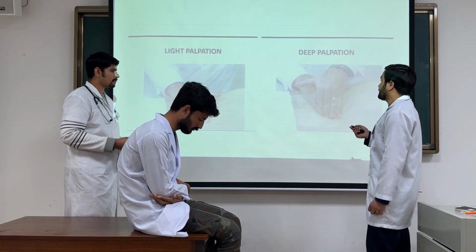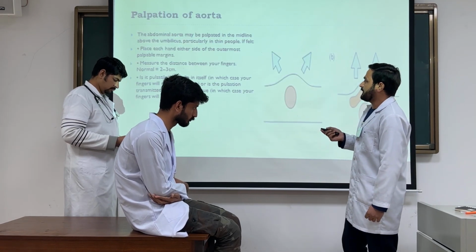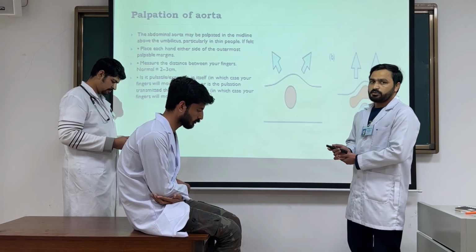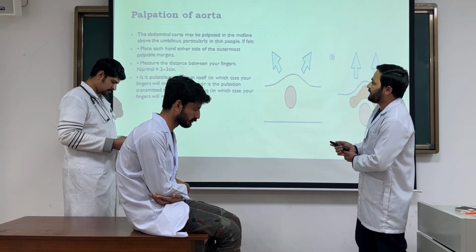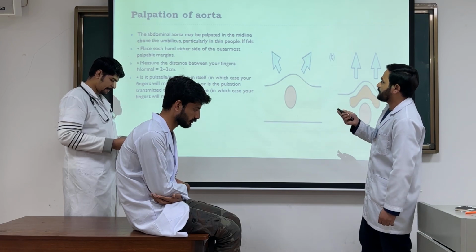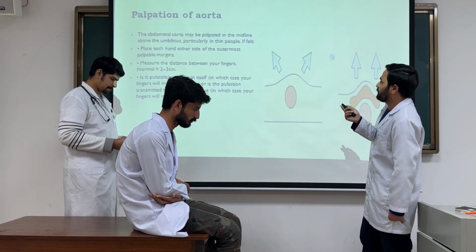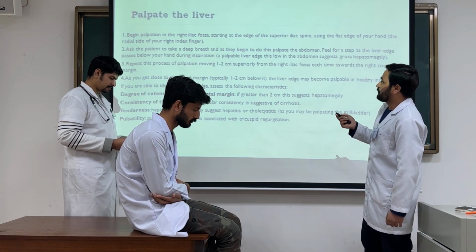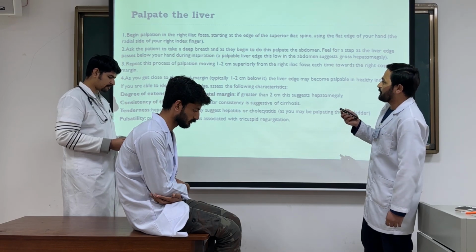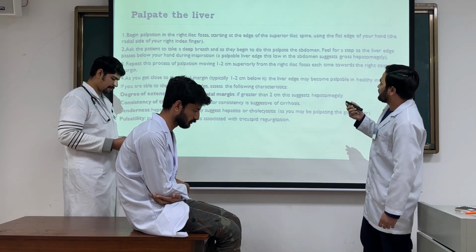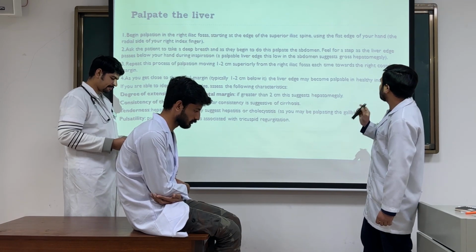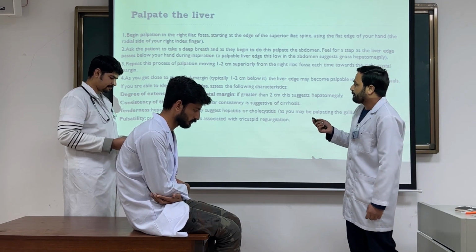First we do light palpation, then we go for deep palpation and palpation of the aorta. The abdominal aorta may be palpated in the midline above the umbilicus, though it may be difficult in thin people. Then we palpate the liver, beginning in the right iliac fossa, starting at the edge of the superior iliac spine using the flat edge of your hand.